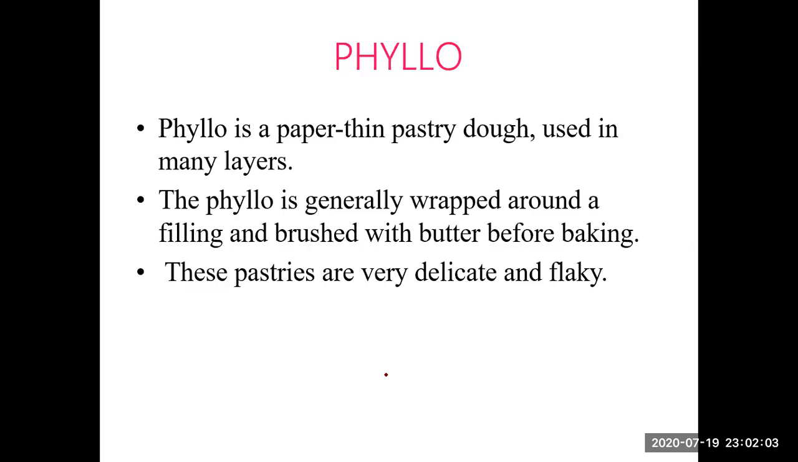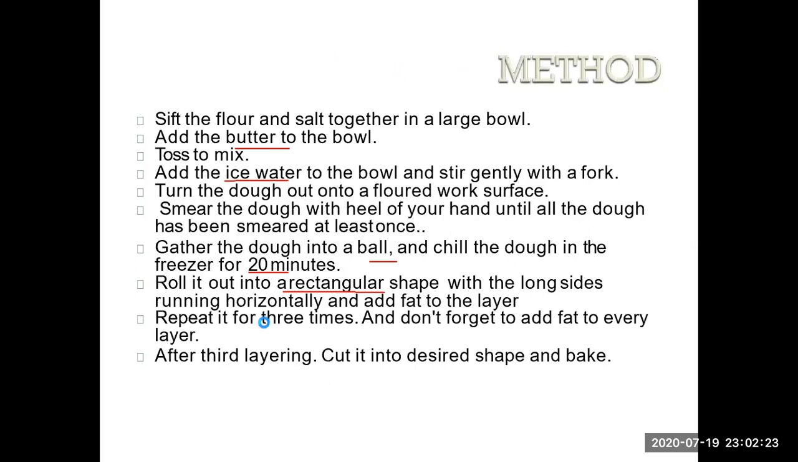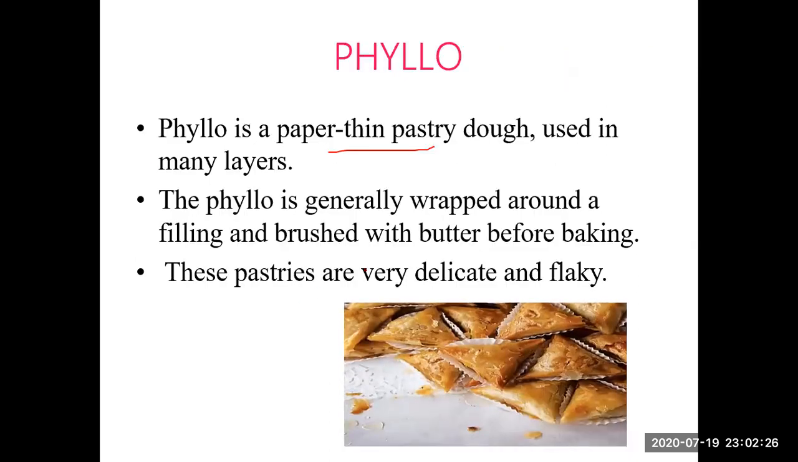Then our phyllo pastry, that is our last one. Phyllo is actually a paper-thin pastry dough used in many layers. Phyllo is generally wrapped around a filling and brushed with butter before baking. These pastries are very delicate and flaky. If you go for a picture, it will be like that. It's a picture of phyllo. These pastries are normally filled with some kind of material. It can be chocolate, it can be spices, it can be chicken, any kind of material.